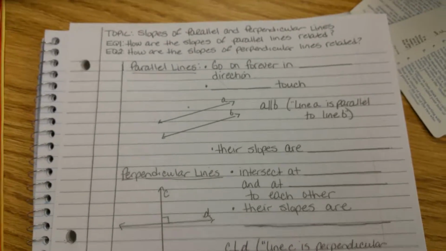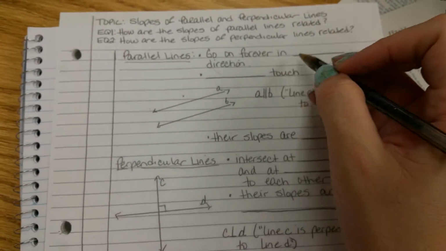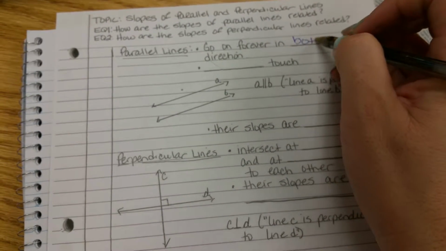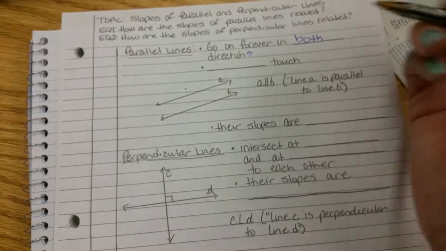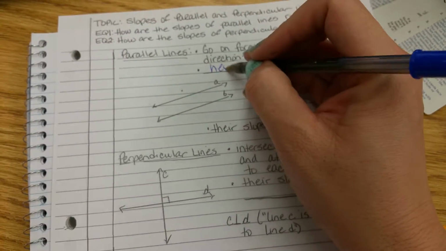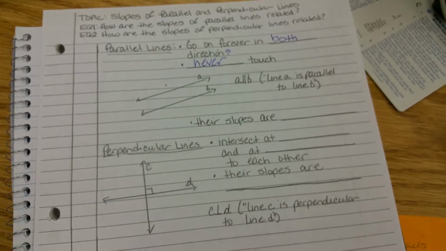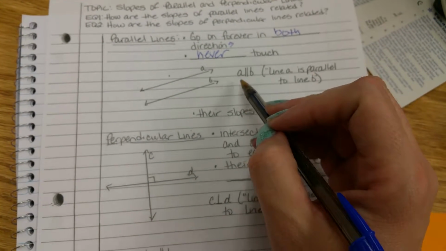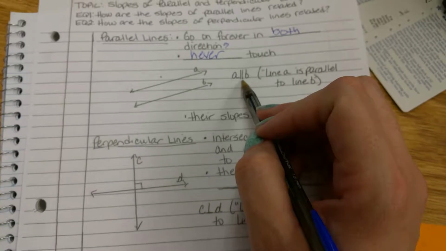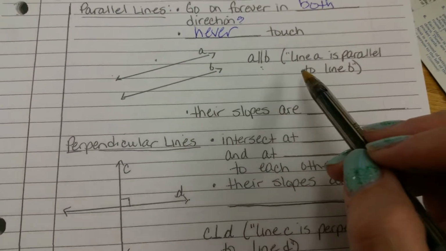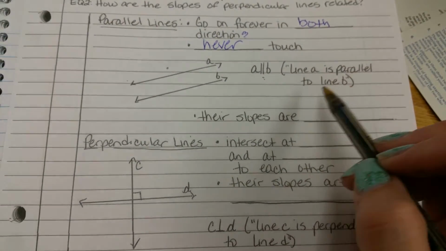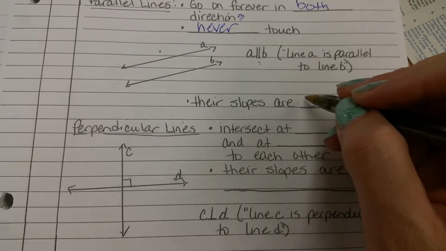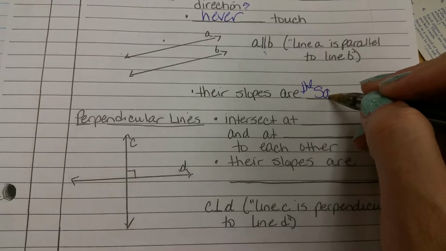Page 36. So parallel lines, we've known for a long time, go forever in both directions, and they never touch. That's why their slopes have to be the same, because if their slopes were slightly different, they would eventually intersect. This right here, the little parallel lines, is the symbol for parallel. We would read this statement as line A is parallel to line B, and the slopes of parallel lines are always the same.